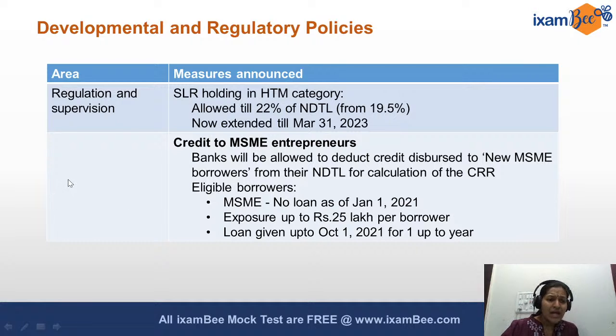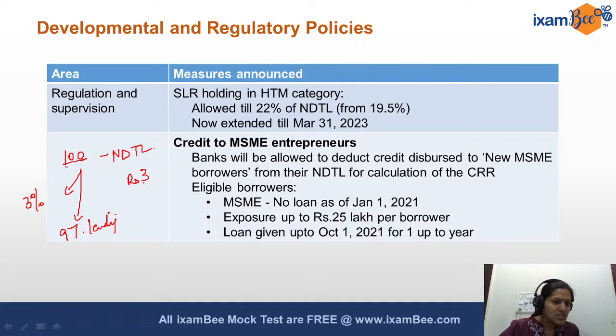See, as I said, the banks have to keep a certain percentage of their NDTL for CRR. Okay, so say if the bank has 100 rupees as NDTL, for CRR, if the CRR is 3% as of now, that means they have to keep aside rupees 3 as cash, and they can now use rupees 97 for lending purpose, right? Because this is your NDTL. Now the RBI is saying if the bank is giving loans to the new MSME borrowers, such loans will be allowed to be deducted from NDTL calculation, right?